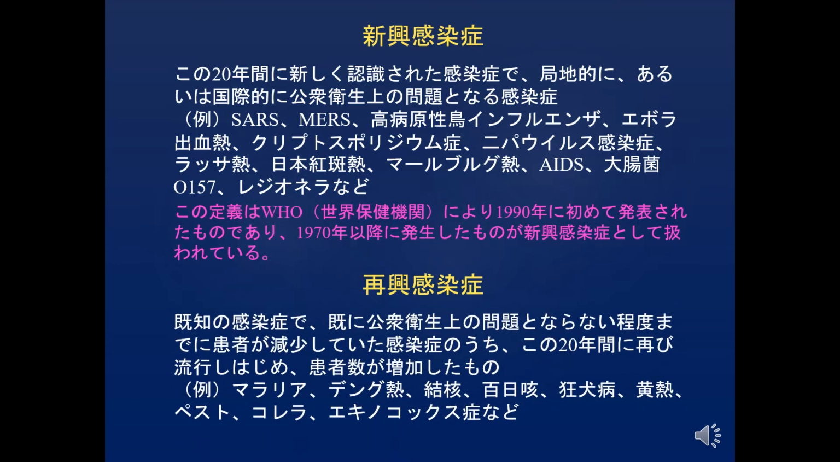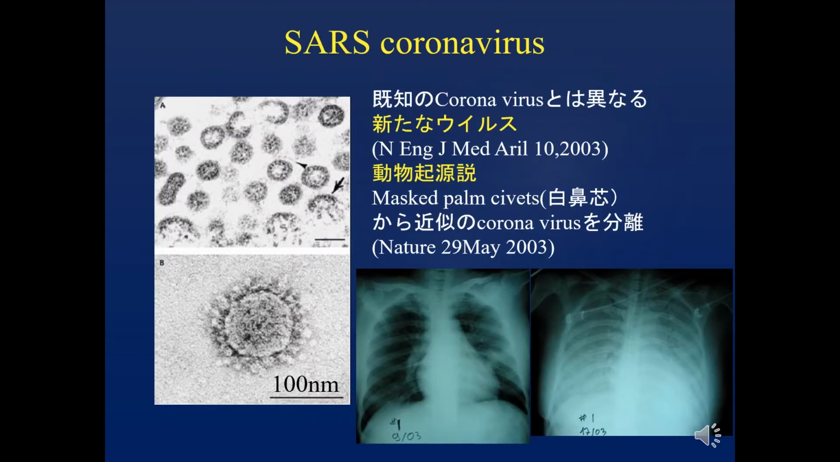Re-emerging infectious diseases are the known infections that see increase of patients in the last 2 decades, namely since the 1970s, which had formerly fallen to levels so low that they were no longer a public health problem, such as malaria, dengue fever, tuberculosis, and rabies, which are again all familiar to you. So these were the definitions.